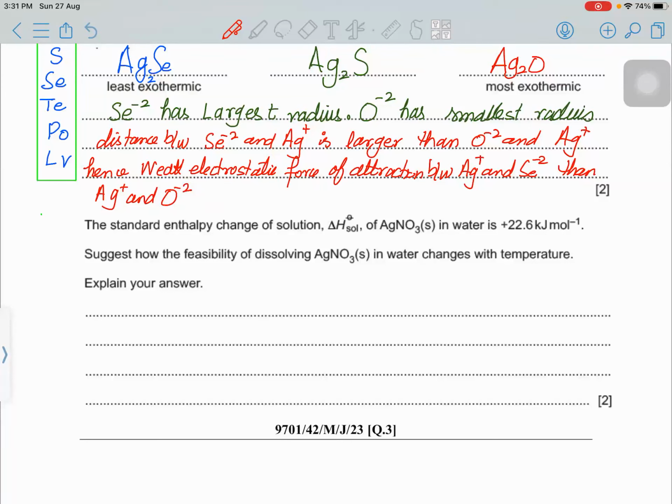Yes, sir. Sir, delta H is positive, so when the temperature increases, T delta S will become more negative. So delta G will also be more negative, so it will become more feasible.